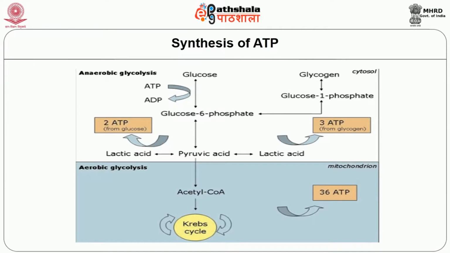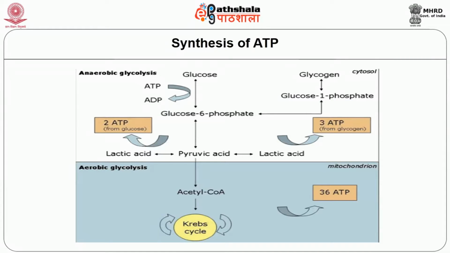So, in essence, what we are trying to reflect is that there could be anaerobic glycolysis, there could be aerobic pathway. Anaerobic glycolysis converts glucose to glucose 6-phosphate in the presence of ATP, which gets converted to pyruvic acid, and pyruvic acid gets converted to lactic acid, and this generates 2 ATP. On the other hand, in cytosol anaerobic pathway, in liver, glycogen can be converted to glucose 1-phosphate, glucose 1-phosphate to glucose 6-phosphate, and ultimately that gets converted to pyruvic acid, and this pathway releases 3 ATPs.